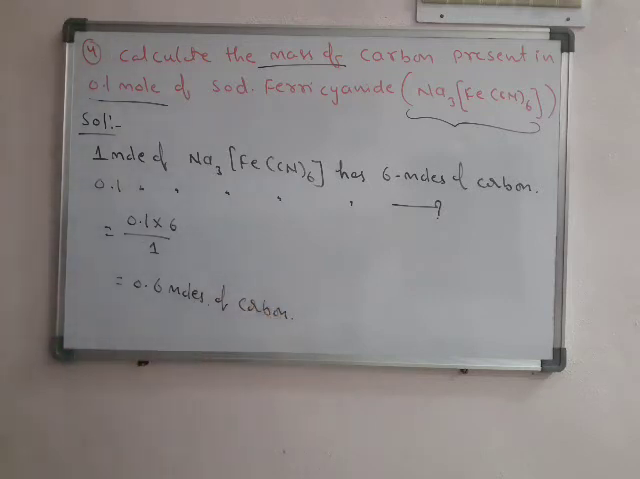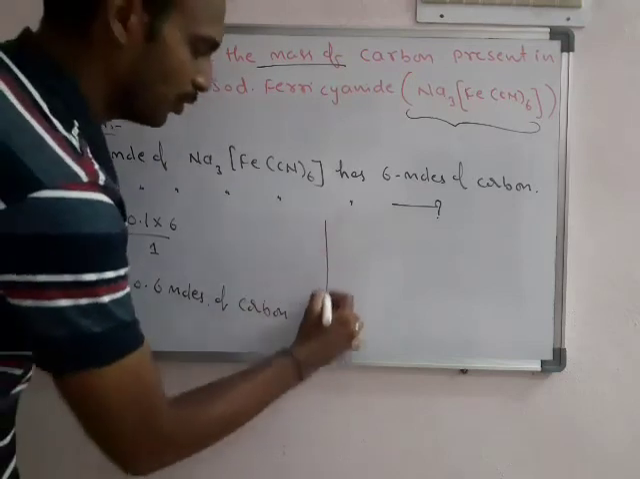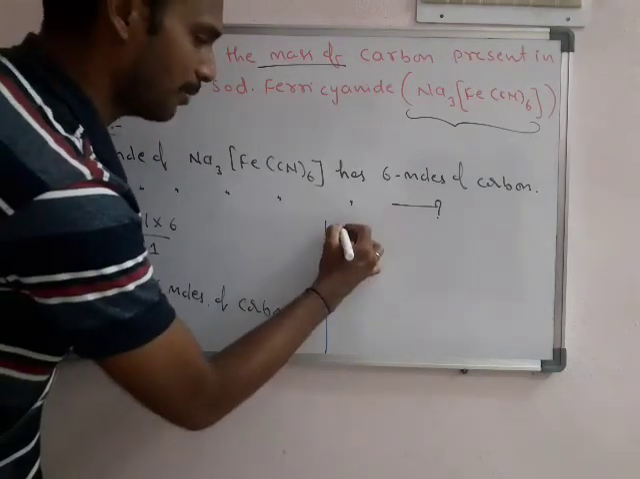Now we need to convert it into mass. So already we know, 1 mole of carbon is how much? 1 mole of carbon is nothing but 12 grams. Okay, we know that atomic weight. Here, since these are atoms, we take atomic weight.